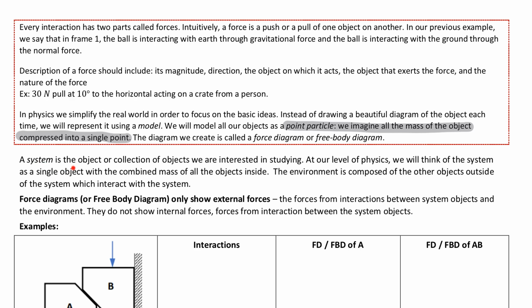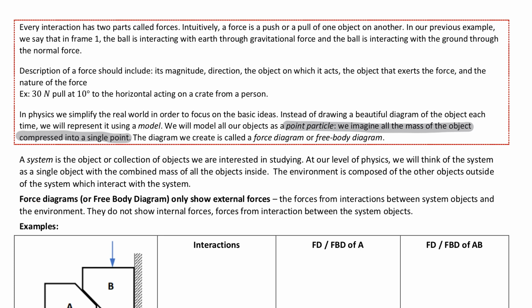A system is the object or collection of objects we're interested in studying. At our level of physics, we will think of a system as a single object with the combined mass of all objects inside of it. The environment is composed of the other objects outside of the system, which interact with our system.